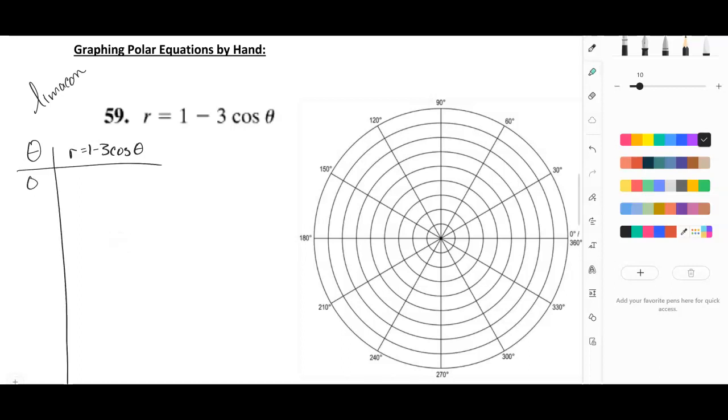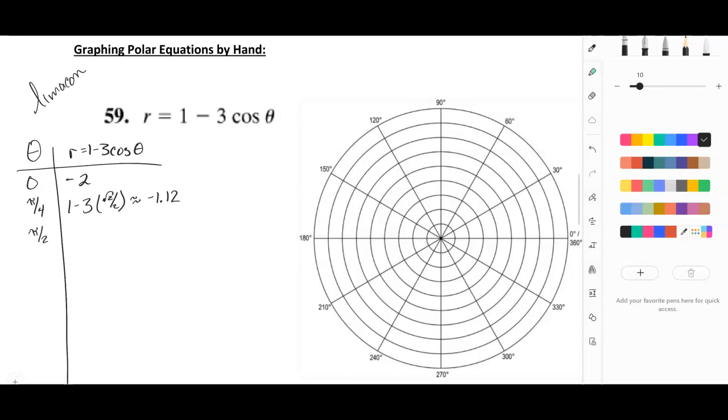If I plug 0 in, I know cosine of 0 is 1. So my r value is going to be 1 minus 3, which is a negative 2. And then let's try plugging in pi over 4. So we're going to have 1 minus 3 times cosine of pi over 4, which is square root of 2 over 2. And that's going to be about, and I'm going to use my calculator to get a decimal, negative 1.12. Then we're going to use pi over 2.